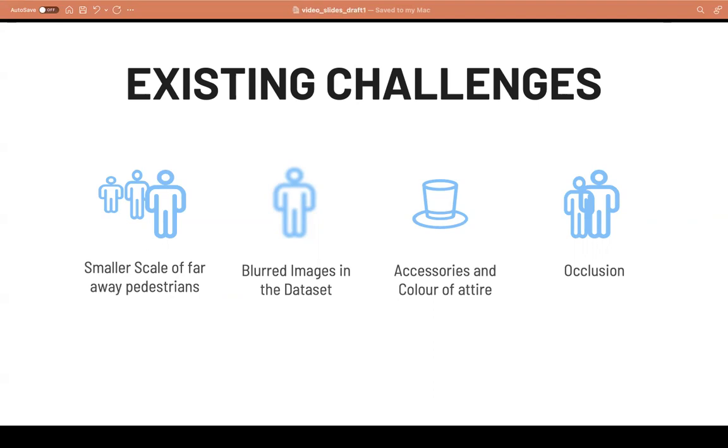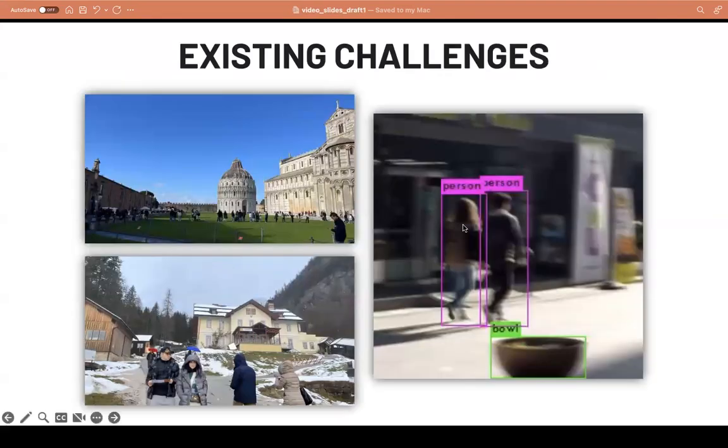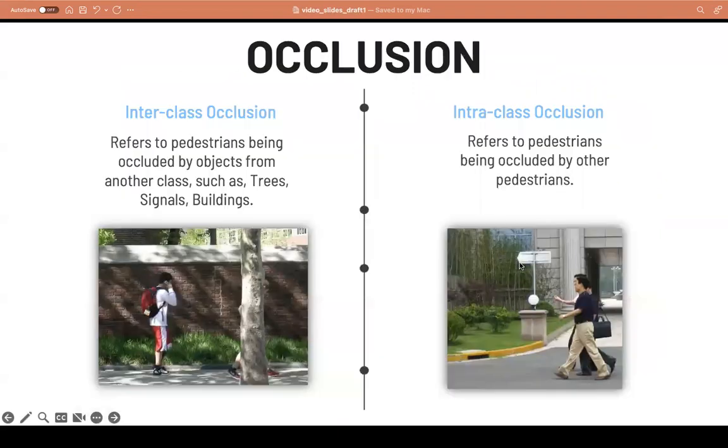The third challenge is that accessories and color of attire, such as caps and hoodies, may hinder the model from learning the correct features of the pedestrians. And the fourth challenge is occlusion, which we will talk about in more detail. These pictures illustrate the challenges: the first being small-scale pedestrians, the second being hoodies and caps occluding the model from learning, and the third being blurred images.